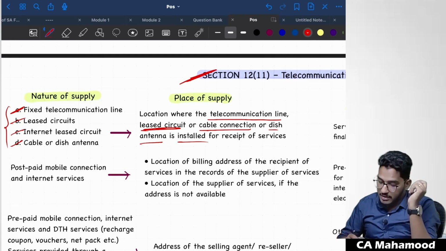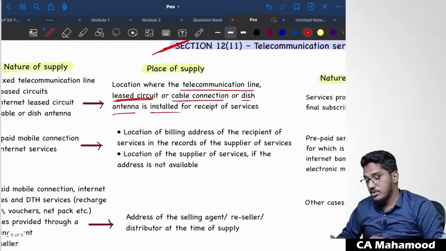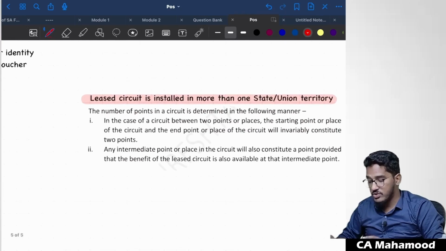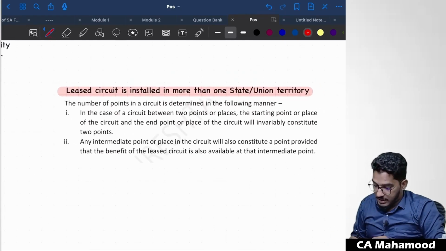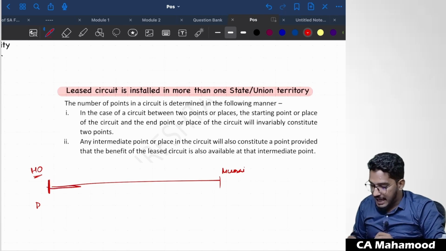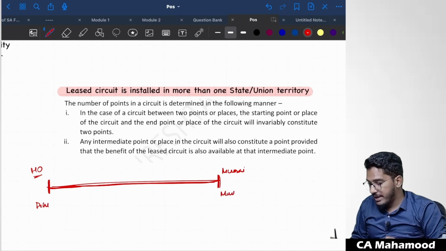But when it comes to these leased circuits and internet leased circuits, sometimes the leased circuit points will be there in more than one state. Leased circuit will be installed in more than one state. For example, I have a head office in Delhi. I have a branch office in Mumbai. One company is providing me a leased circuit, and the connection will go from my server in the head office to the Mumbai branch office. That means there is one leased circuit point in Delhi and one leased circuit point in Mumbai.